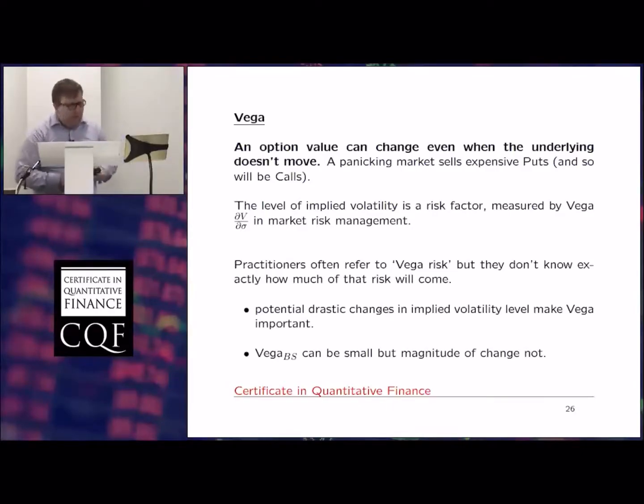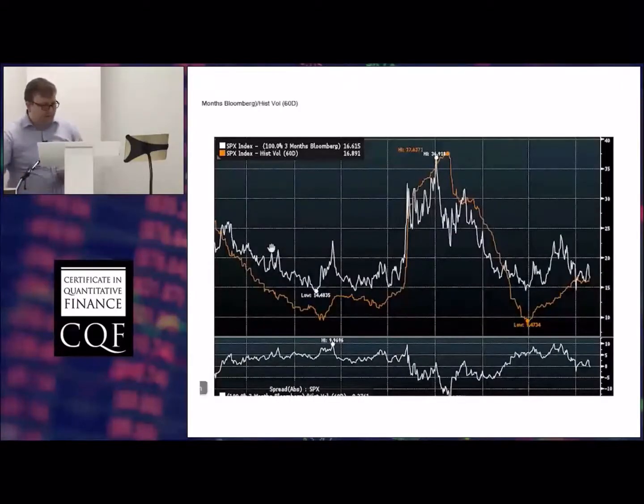Okay, Vega. Again, you have the exact values, but you cannot estimate the Vega risk unless you can look at, for example, the historical vol and see the implied vol start to diverge from historical. Well, in this case, you would be making a profit, because usually when the implied vol diverges from historical, this is a good situation.